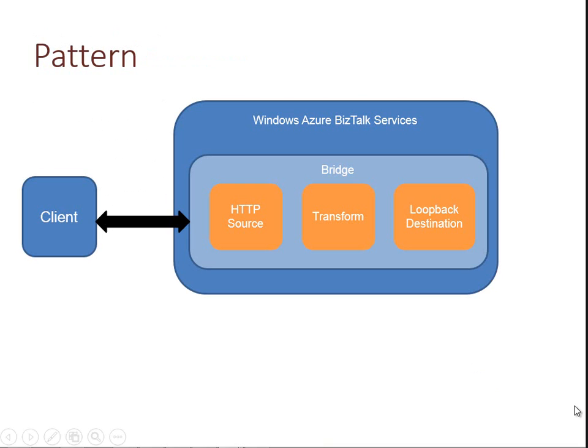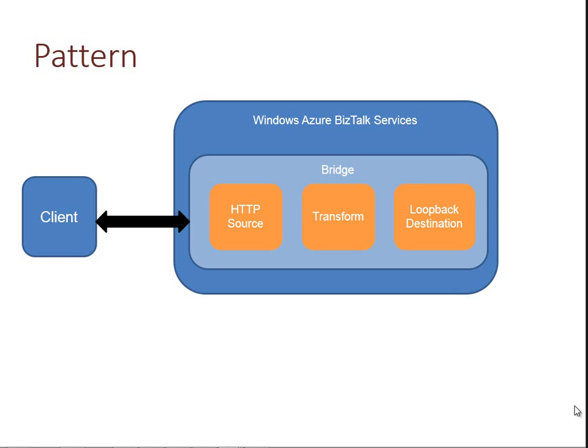If we take a look at what this pattern may look like, you can see here inside of Windows Azure we've got the BizTalk services feature which would contain a bridge. In that bridge we're going to have the HTTP source for the bridge which will accept a message from the client. We'll have a transform in the bridge, and then every bridge has to have a destination. So in this case we're going to look at the loopback destination.